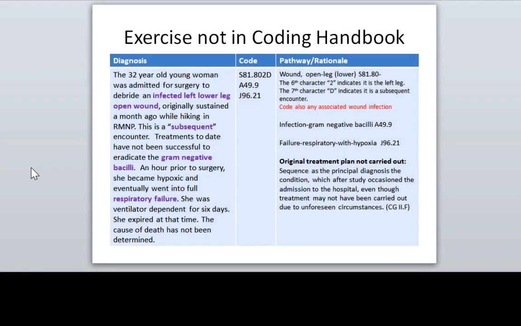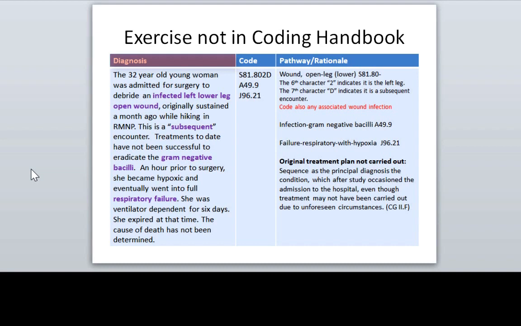Let's look at another pretty long one. The 32-year-old young woman was admitted for surgery to debride an infected left lower leg open wound originally sustained a month ago while hiking in Rocky Mountain National Park. This is a subsequent encounter. Treatments to date have not been successful to eradicate the gram-negative bacilli. An hour prior to surgery, she became hypoxic and eventually went into full respiratory failure. She was ventilator dependent for 6 days. She expired at that time. The cause of death has not been determined.